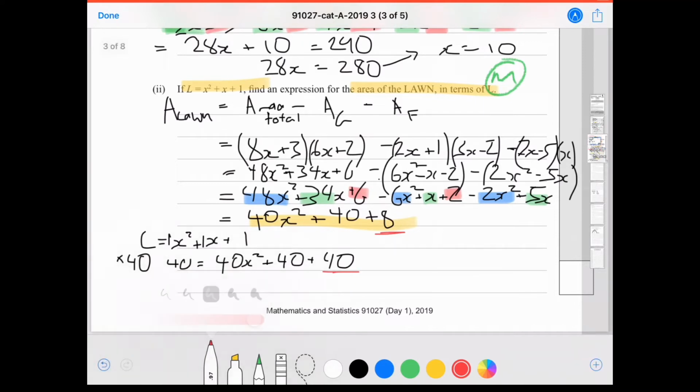We can say, and this is just understanding simple manipulation of these polynomials, right? We're finding an expression for the area of the lawn in terms of L. So let's say area of the lawn equals, in terms of L, so this is 40L up here, 40L, and how do we get from 40 to 8? Well, it's minus 32. 40L minus 32 gives you the correct answer. That is the correct answer, guys.